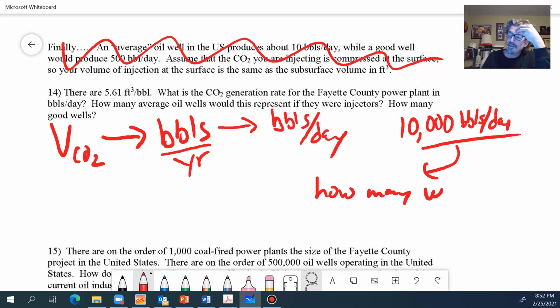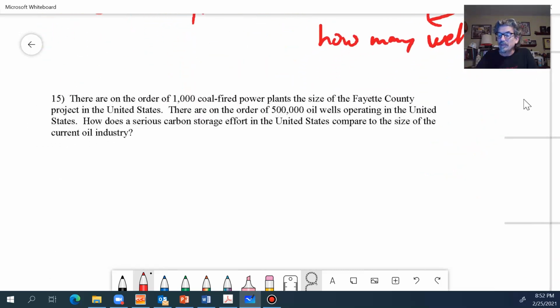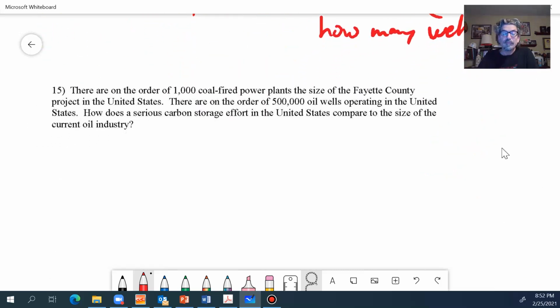So how many wells would it take to inject the fluid from this one power plant, this Fayette County power plant? Okay. So that's the next question. And the last question, and the point of this question, is just to look at what scale of operation or business we are talking about.